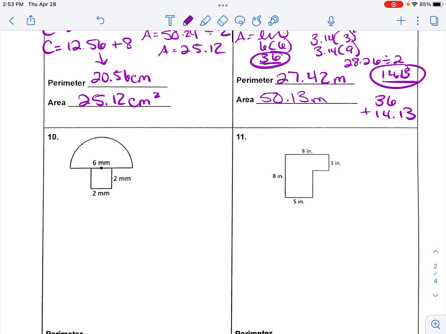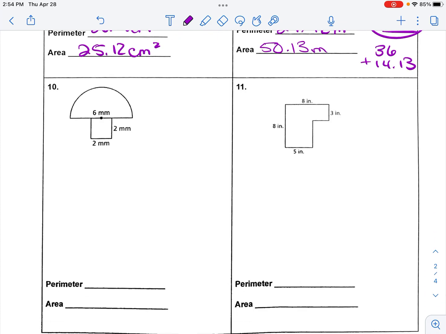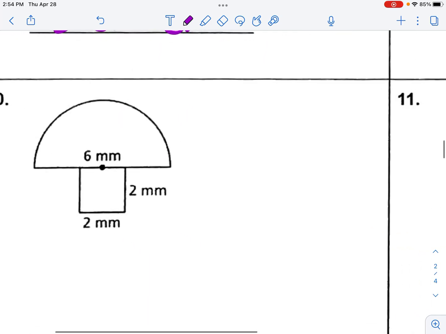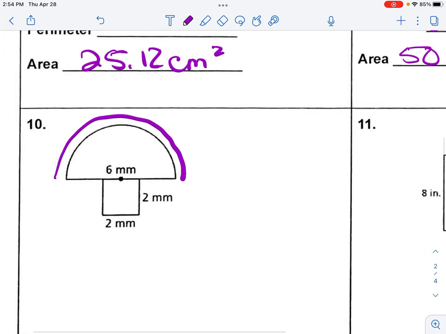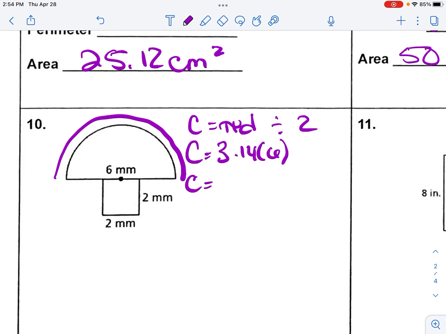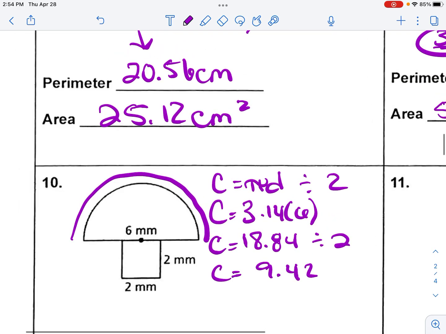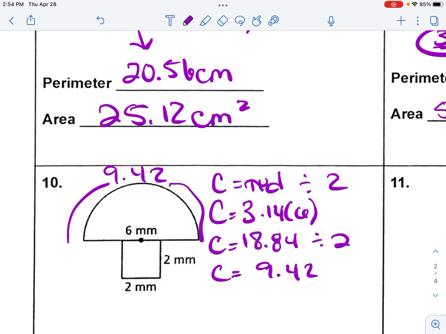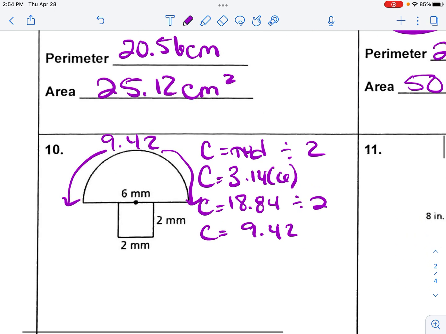Continuing to 10 and 11, we're still finding perimeter and area. Okay, let's see if I can not mess this one up. 10, perimeter, we're doing distance around this, so circumference is pi times diameter, and it's a semicircle, so we're dividing it by 2. Diameter is 6. 3.14 times 6 is 18.84. Dividing it in half for a semicircle is 9.42. So from here to here is 9.42.